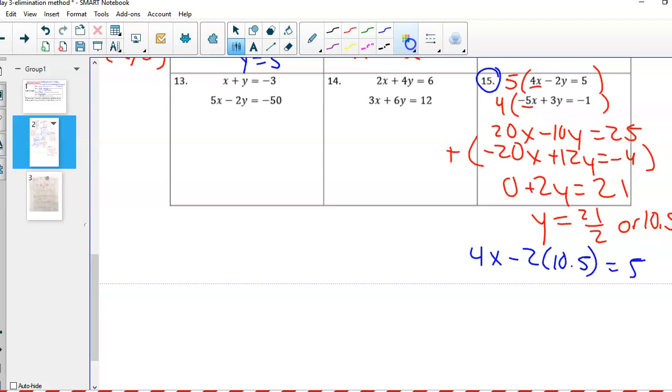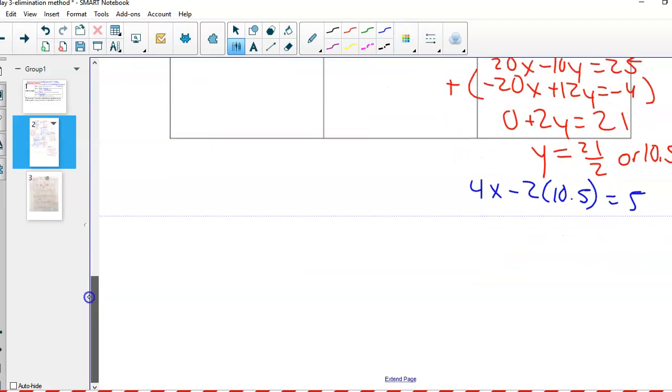What is 10.5 times negative 2? Negative 21. Then 5 or 2. 6.5. When we add, we get 26.